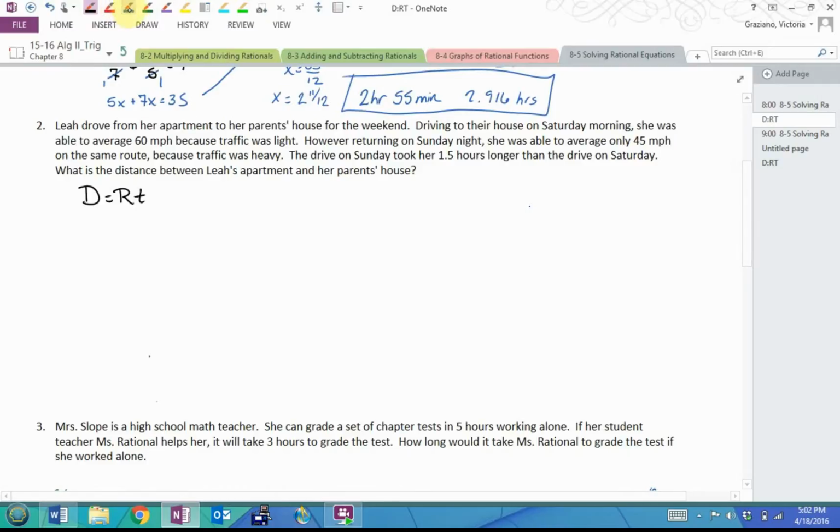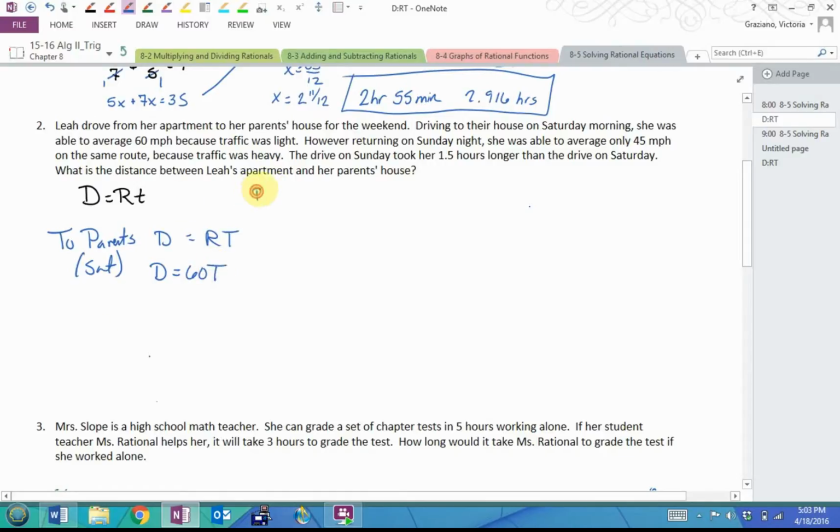Okay, so I'm going to think about this in two cases. I'm going to think about the way to her parents' house. And this was her trip on Saturday. So I'm just going to use my distance equals rate times time. So I don't know the distance, that's what we're supposed to be finding. I do know her rate was 60 miles per hour, and I really don't know much about the time.